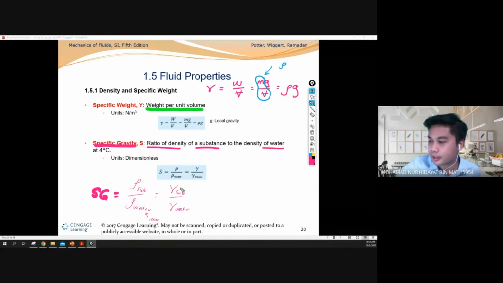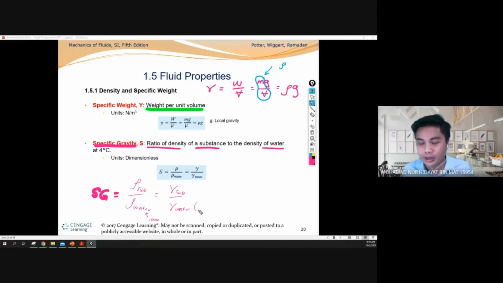Okay. So what is the specific weight of the water? Anyone knows? Can you see? The specific weight is rho g. Rho of the water, the density of the water, is 1000, multiplied with gravity 9.81. So you're going to have 9810. This value refers to the specific weight of the water.